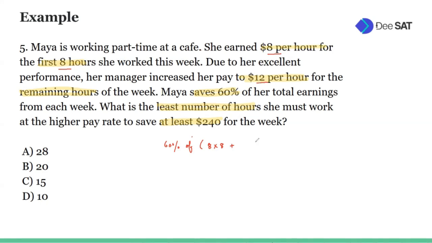As I don't know the number of hours, I'm considering the remaining hours as H. So I can write that as 12 times H. That should be at least 240. So I'm equating it to 240. At least actually means greater than or equal to, and you can use the greater than or equal to sign if you want to, but that will only show a visual representation, and we need to find the remaining number of hours. So I'm just equating it to 240. Let's find the value of H.